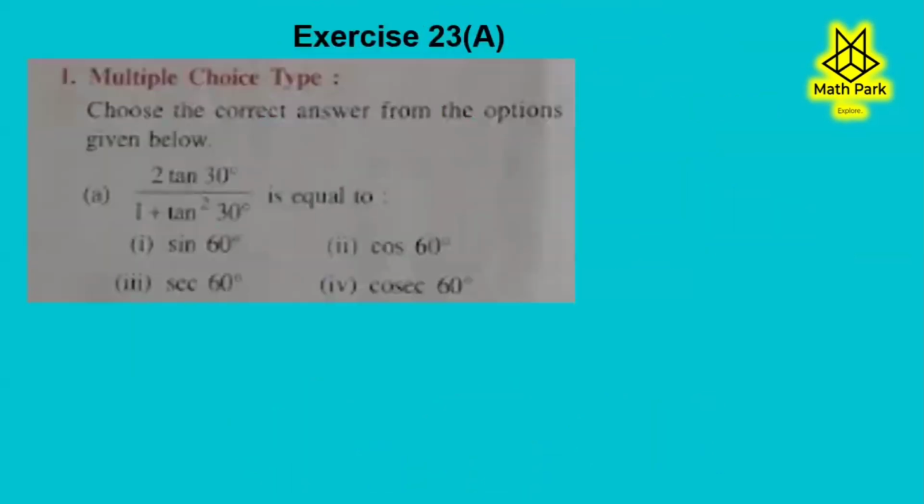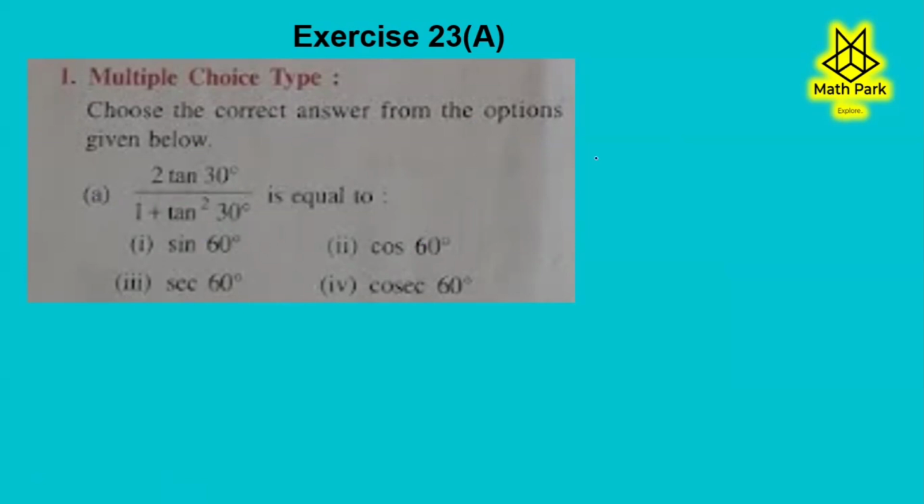So we start with exercise 23A, the very first question. Choose the correct answer from the options given below. Whenever it is an MCQ, only the answer is expected and it has to be done very fast. So you should do the rough column properly and write only the option. So A and whatever is the correct option, that is how you are supposed to write in the examinations.